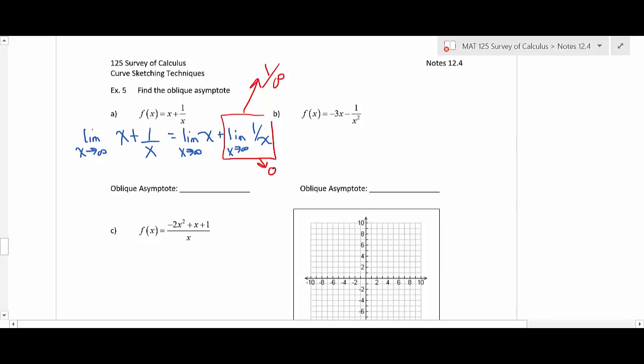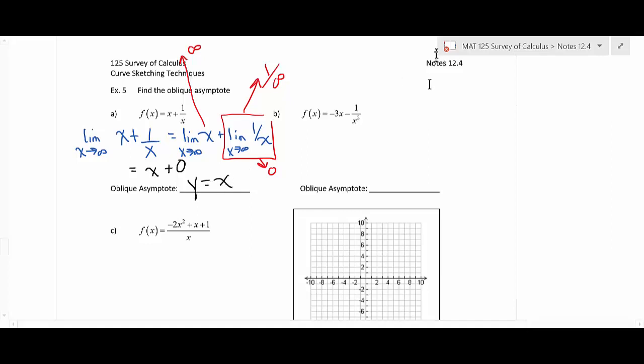Now what's going to happen on this is if you take this and you plug in infinity, it just goes to infinity. So if you just have x going to infinity, if you just replace x with infinity, it just goes to infinity, right? But this one goes to 0. So what you really get is this limit would just go to x, but that would go to 0. So the oblique asymptote is y equals x.